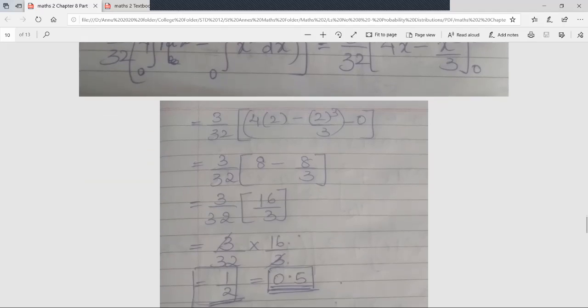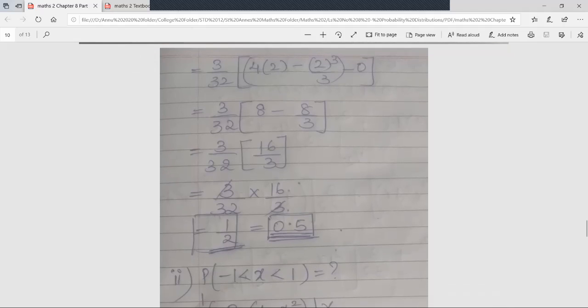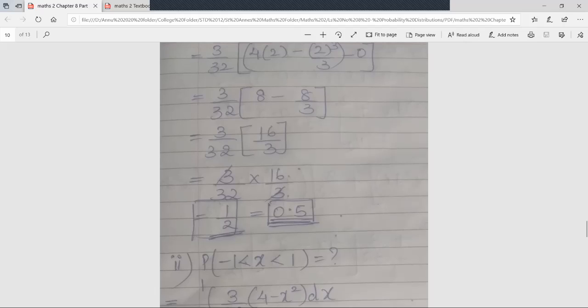So now you will put the upper limit first, which is 2, and then subtract lower limit, which is 0. So 4 2s are 8 minus 2 cube is 8 upon 3. As the lower limit is 0, 0 upon anything gives you 0. On cross multiplying, 8 3s are 24. 24 minus 8 gives you 16 by 3. Remember class, we are already writing 3 by 32 from the start. As it was a constant, we had removed it outside. So on multiplying with 3 upon 32, on cancelling 3, 3, I'm left with 16 1s are 16, 2s are 32. So the final answer is half or 0.5.